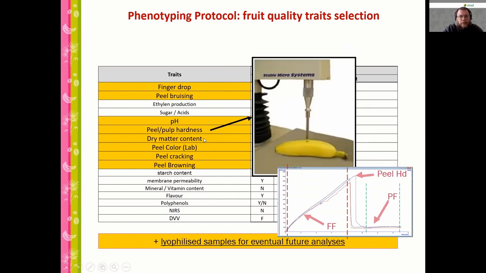The peel or pulp hardness was tested by using a penetrometer, and with one test we can have three different values: the fruit firmness, the peel hardness, and the pulp firmness, using different points or slopes of the curve.